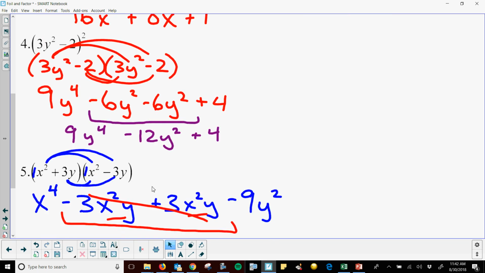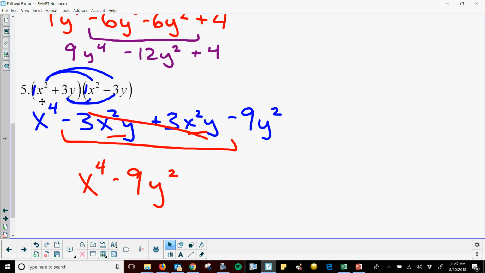Now this one's already set up side by side. This is a special case. I can get x squared and x squared, and then I'll get minus 3x squared y plus 3x squared y, and then minus 9y squared when I FOIL.